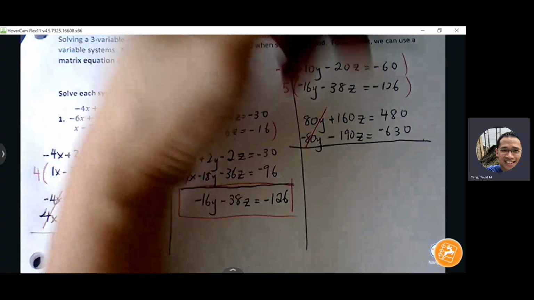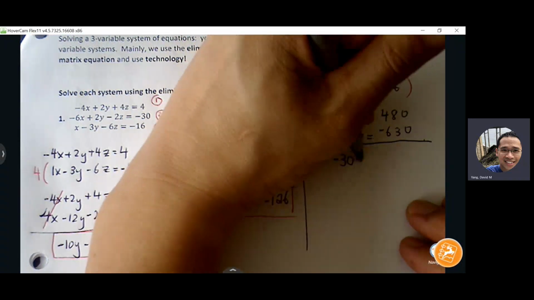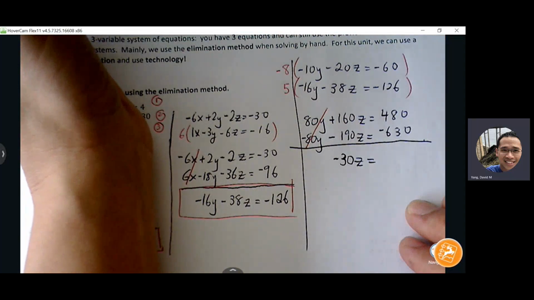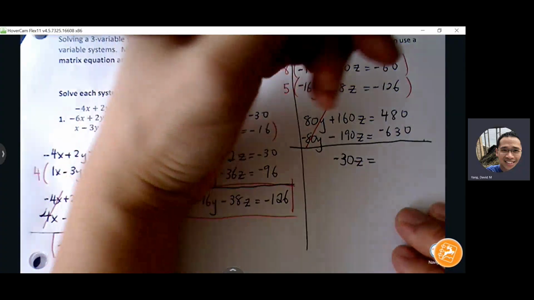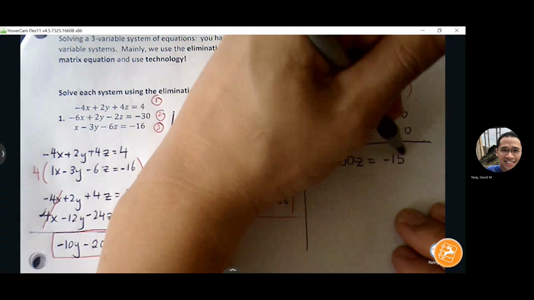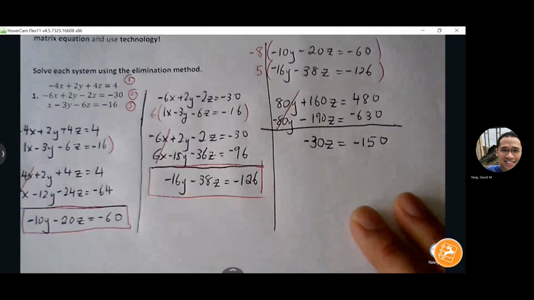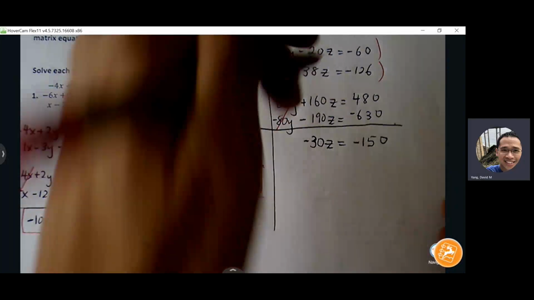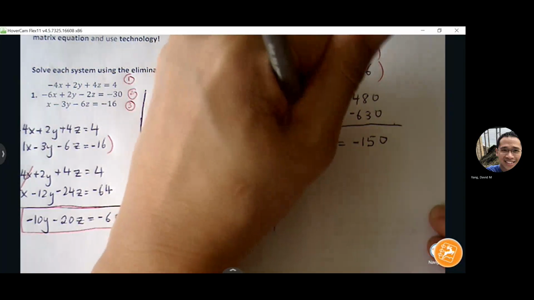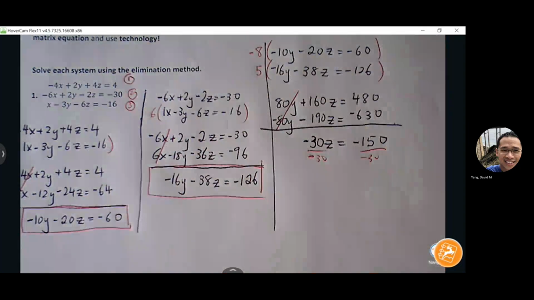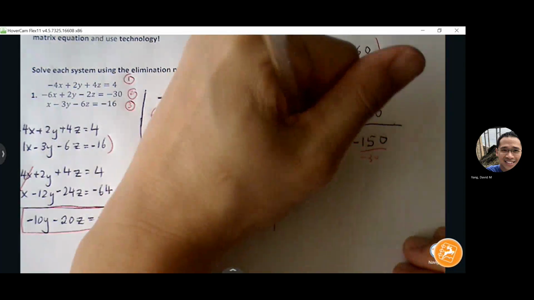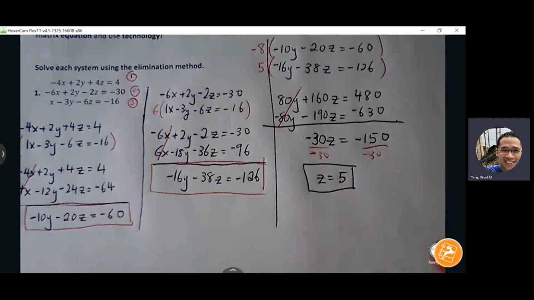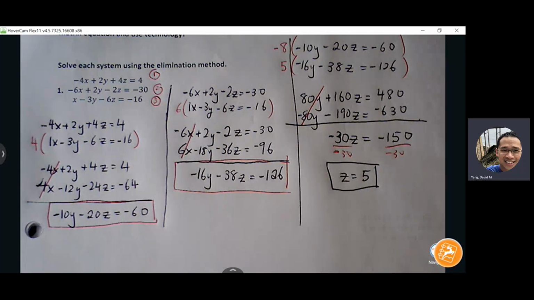Okay, so -160 plus 30 is -30z. -630 plus 480 is -150. Okay. To solve for z, we can do what? Divide by -30, so z equals 5.